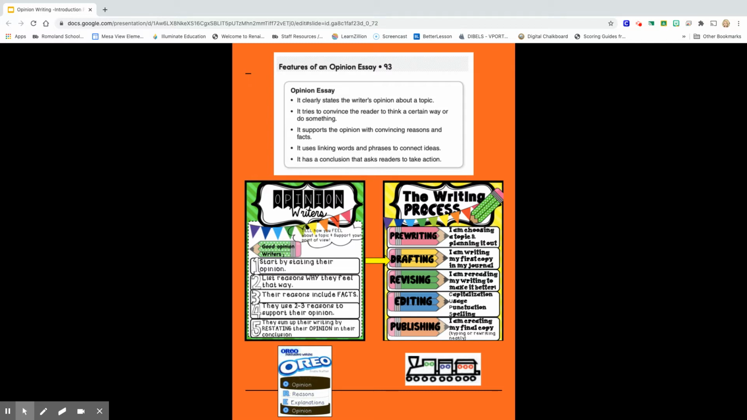Remember, when we think about how we organize opinion essays, we want to think about an Oreo, a delicious, ooey gooey, lots of middle filling Oreo, where we first state our opinion, we give our explanation, reason, explanation, and then our opinion again at the end. Today, we're going to be looking at drafting, but we're going to be looking specifically at drafting our introduction paragraph. This falls under the trait of organization.